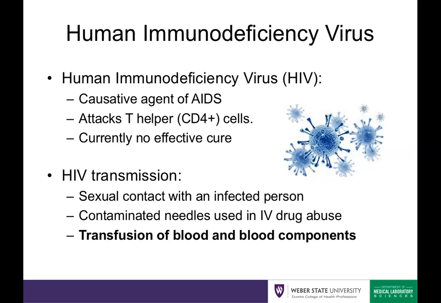HIV can be transmitted through a number of body fluids like blood, semen, or even breast milk, and a few of the most likely ways a person might contract HIV would be through sexual contact with an infected person, contaminated needles used in IV drug abuse, or, and this is what we'll focus on in this presentation, transfusion of blood and blood products.